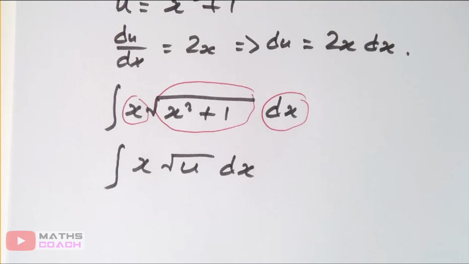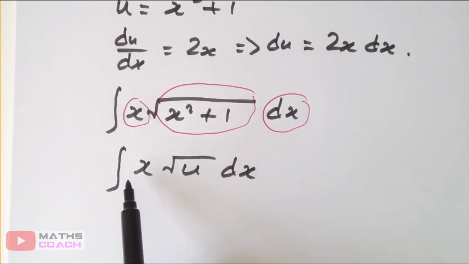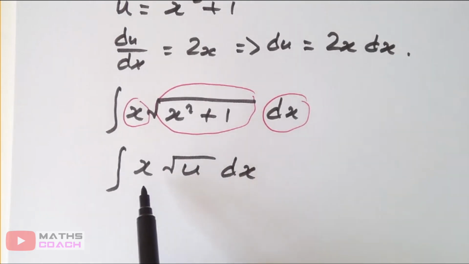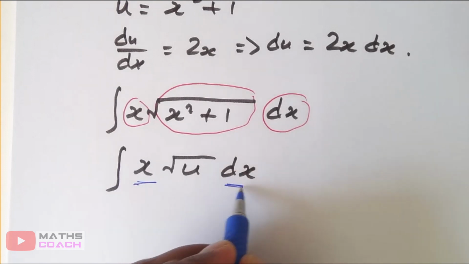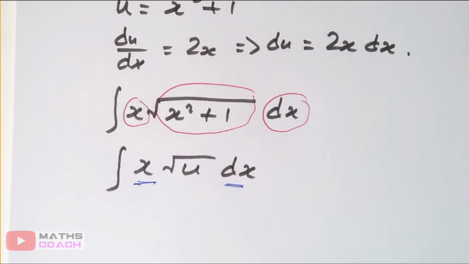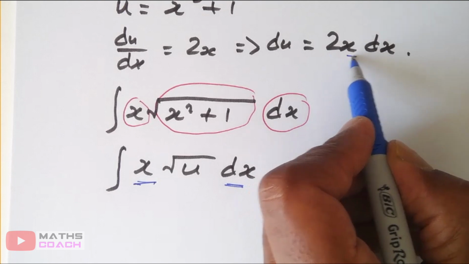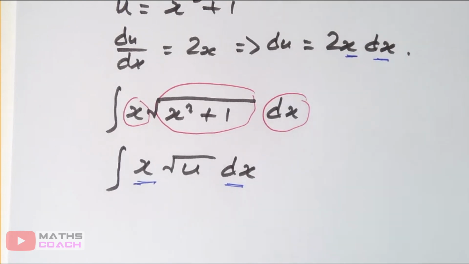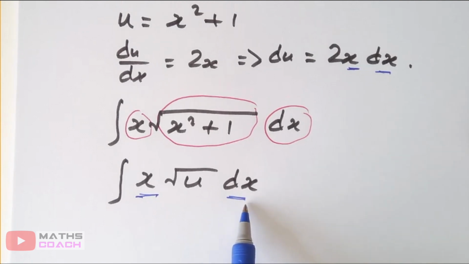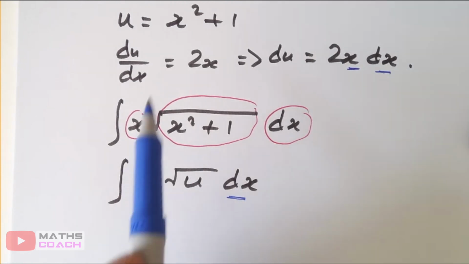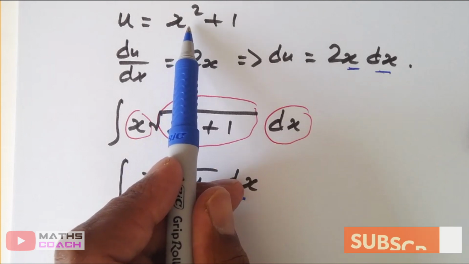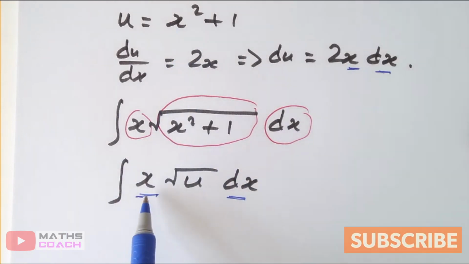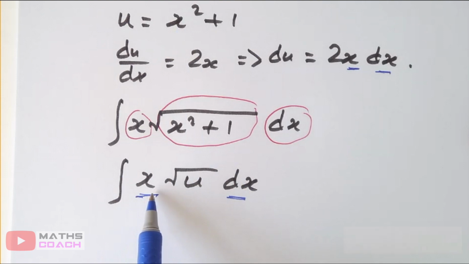Similar situation that we had earlier. We cannot proceed because we have a hybrid of letters, so we need to change this x and this dx into a form of u. If you look earlier here, we have an x dx. There's an x dx here. The long way would be to try to rearrange this equation and make x a subject and replace it here, but that would be too complicated.